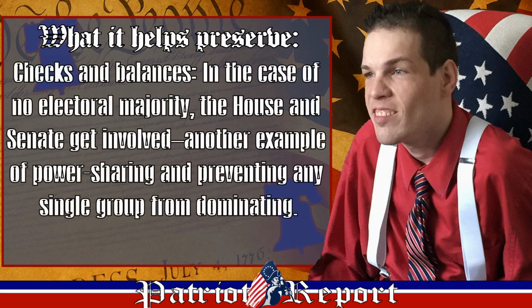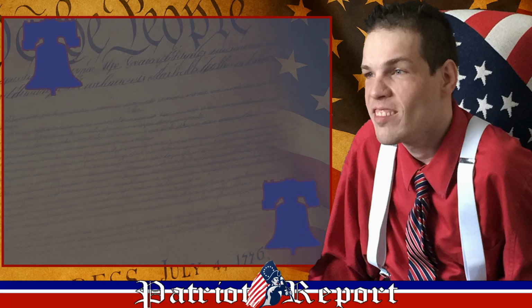Checks and balances. In the case of no electoral majority, the House and Senate get involved, another example of power sharing and preventing any single group from dominating. In a republic, the goal is not just popular representation, but also a balanced structure that limits power and encourages consensus. The 12th Amendment strengthens that structure.